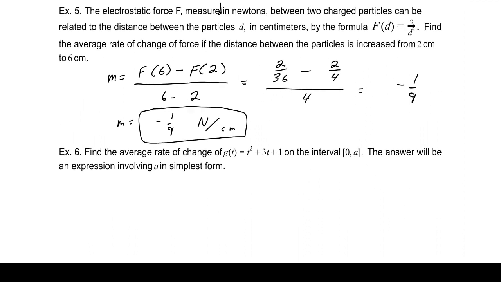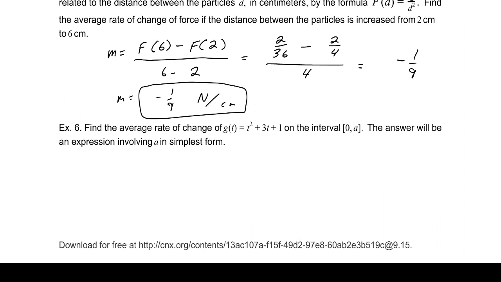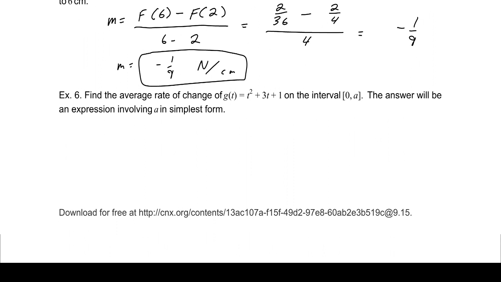Example 6, find the average rate of change of g of t equals t squared plus 3t plus 1 over the interval 0 to a. Now this is going to be in terms of a. Okay, we're not going to have a numerical answer. So this will be g of a minus g of 0 divided by a minus 0. Oops. A minus 0 there.